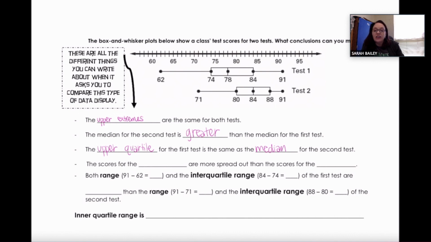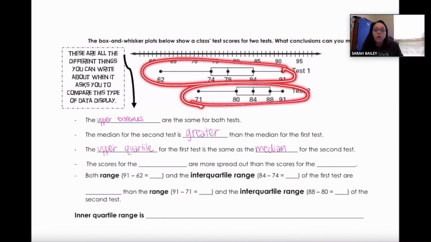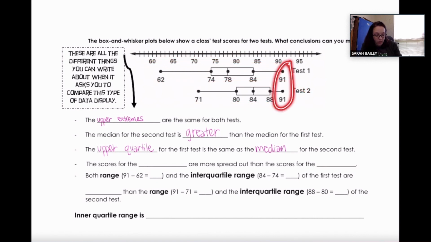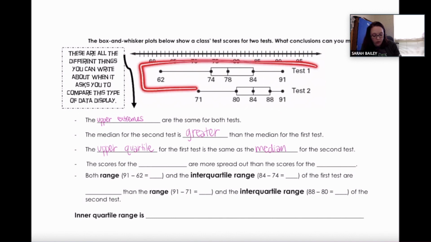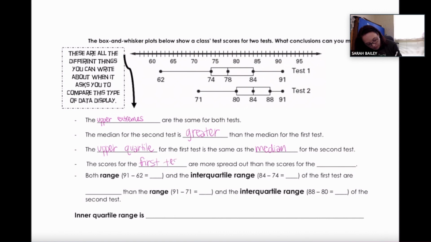All right, then the next one says, the scores for the blank are more spread out than the scores for the blank. So looking at the 2 tests, which test has scores that are more spread out? Well, if they both end here, we know that test number 1 is more spread out than test number 2. So the scores for the first test are more spread out than the scores for the second test.